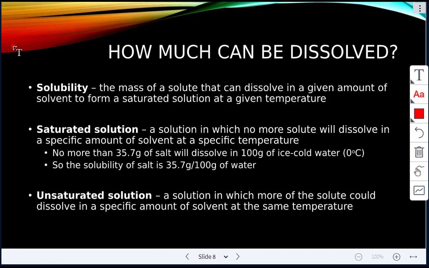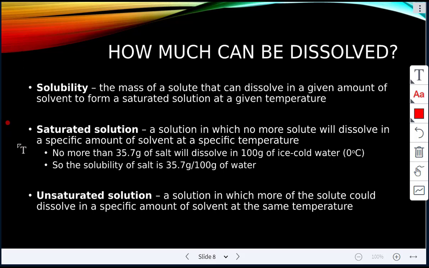Next, we're going to talk about how much can be dissolved. So this is solubility: the mass of a solute that can dissolve in a given amount of solvent to form a saturated solution at a given temperature. And a saturated solution is when a solution cannot take any more solute. So no more solute will dissolve in a specific amount of solvent at a specific temperature.